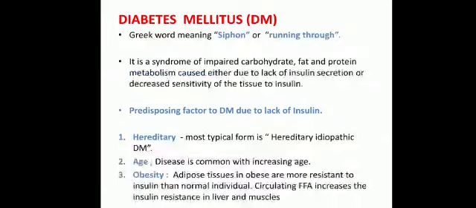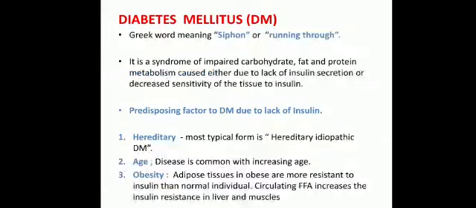The pancreas is secreting insulin in sufficient amount very actively, but your body tissues sensitivity to insulin is reduced, or your cells are not responding, or their response is lesser than the required amount in the body, which results in diabetes mellitus. I repeat or read out the definition once again. Diabetes mellitus is a syndrome of impaired carbohydrate, fat and protein metabolism, which is caused either due to the lack of insulin secretion or a decreased sensitivity of the tissue to insulin.